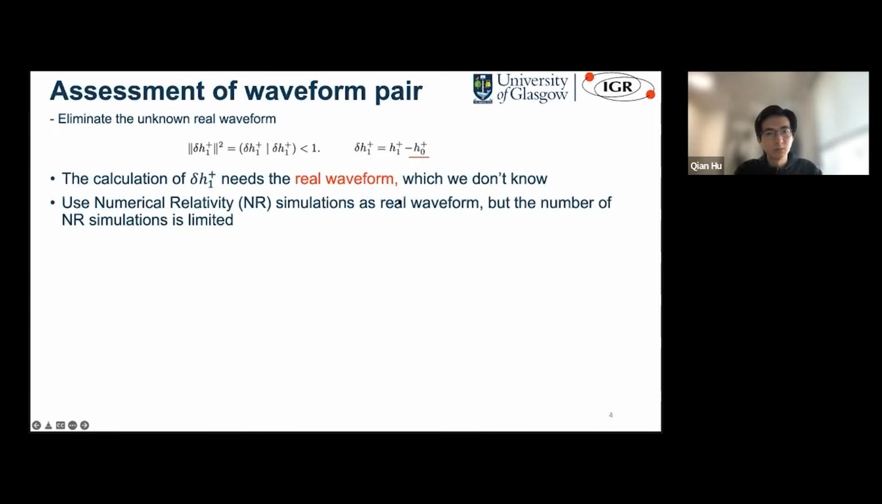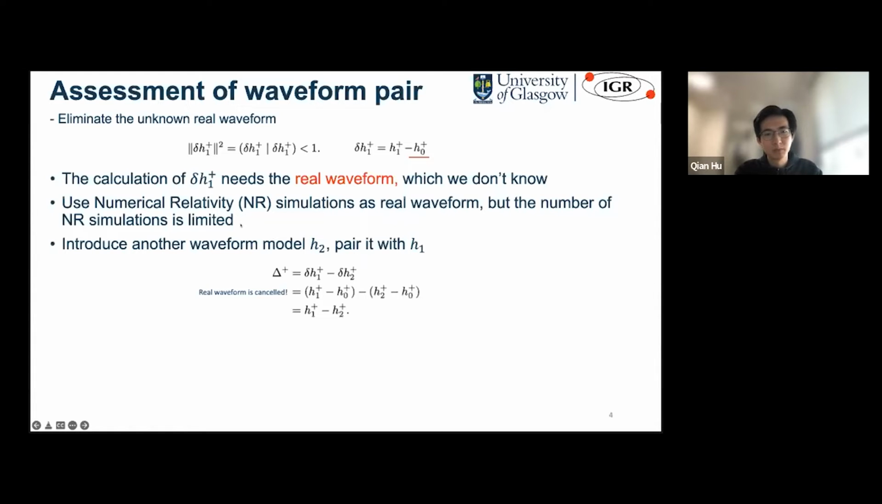There's a problem: if we want to calculate delta H, we need to know the real waveform, but the fact is we don't know it. We usually use the numerical relativity simulations as the real waveform, but it is really expensive to calculate, and the number of our simulations is very limited. There are some regions in the parameter space not covered by the NR simulations, so we cannot calibrate the waveforms or evaluate the errors in those regions.